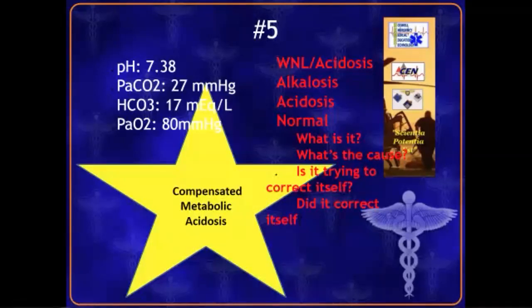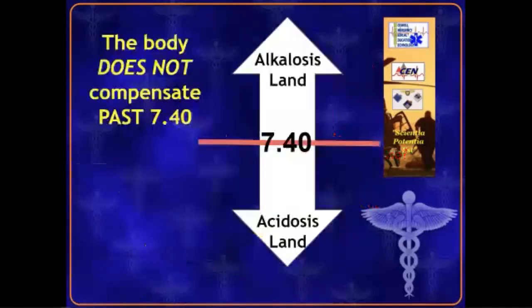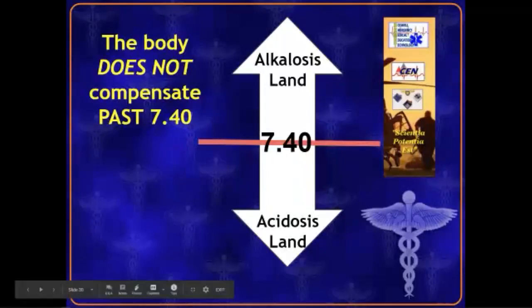Now, the reason that pH gets that second name, and the reason it works, is because it's a rule of nature. The body will not compensate beyond 7.4. Once it hits 7.4, it stops. So in the preceding problem, number 5, the pH was 7.38. What do I know from that? 5 minutes ago, 10 minutes ago, whatever, that pH could have only been something below 7.4.